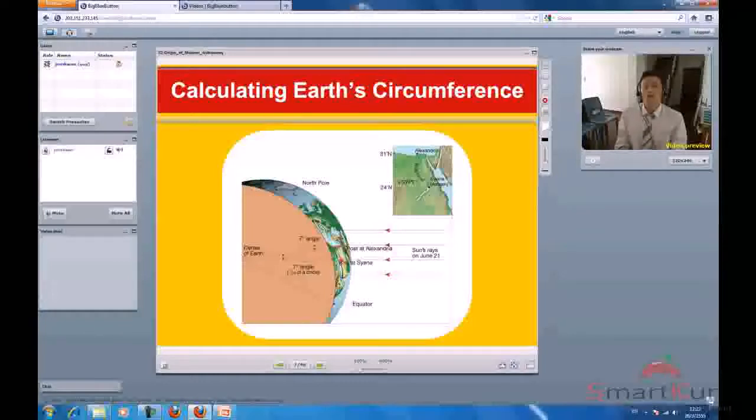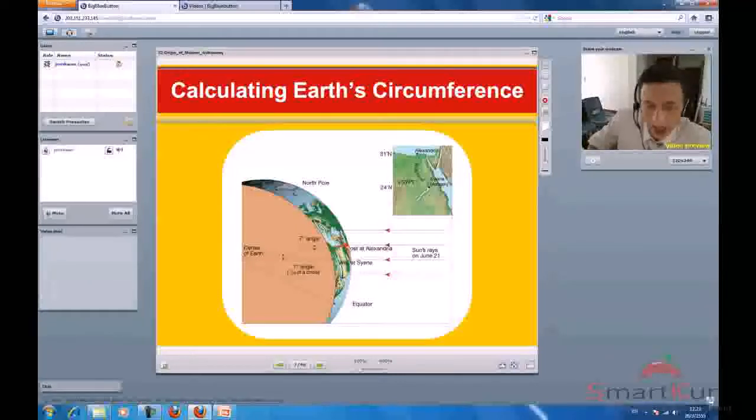Now the reason is that Syene sits on the Tropic of Cancer. So on June 21st, you can see from the picture, the sun's rays on June 21st are coming straight at Syene. The sun is directly overhead at noon on June 21st. And so sunlight goes straight down all the way to the bottom of the well.